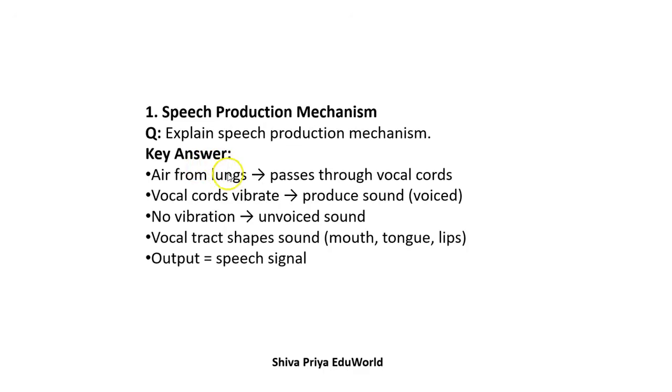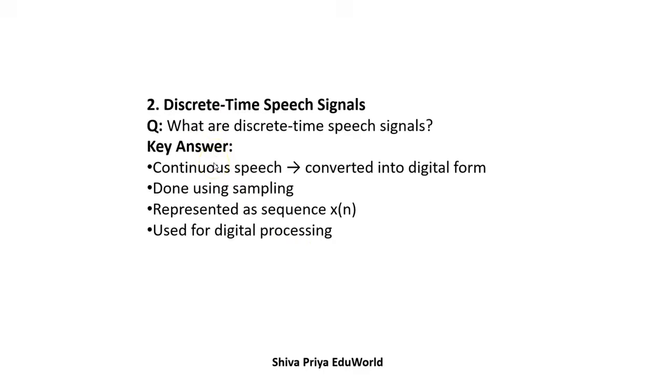Let us see. Air from lungs passes through vocal cords. That is the first step. After that, vocal cords vibrate and produce voiced sound. No vibration means unvoiced sound. Vocal tract shapes sound. The mouth, the tongue, lips, everything together will shape the sound. Clear? The output is speech signal. What I am speaking is the output for this question. Clear? Let us move to the next question.